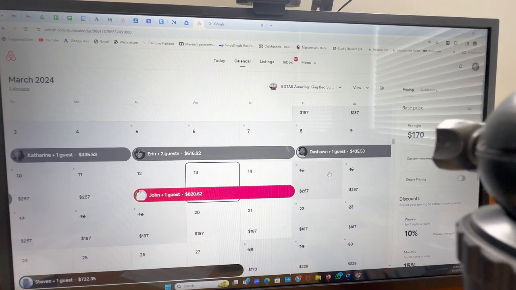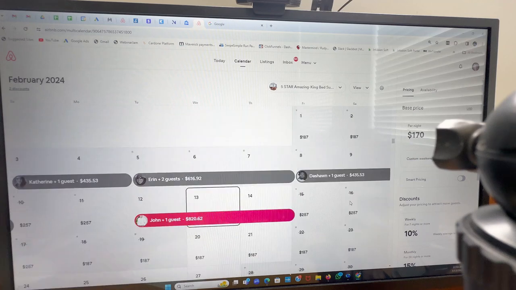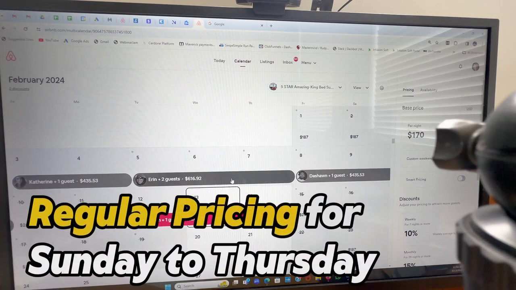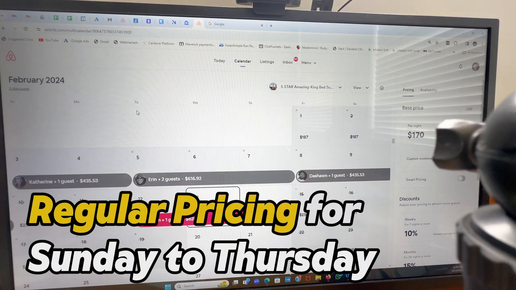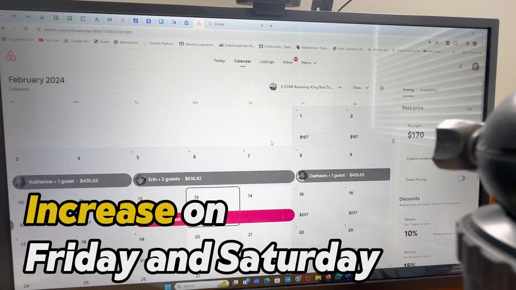Weekends are always going to be more expensive. You see, my average daily rate here is 170, but look at my weekends. 257, 229, right? 187, 187. They're higher than the 170. I recommend, if you're going to do weekends, I would go up about 40 to 50% for Friday and Saturday. Sunday, right here, Sunday, Monday, Tuesday, Wednesday, Thursday, your regular pricing, and then increase Friday and Saturday.